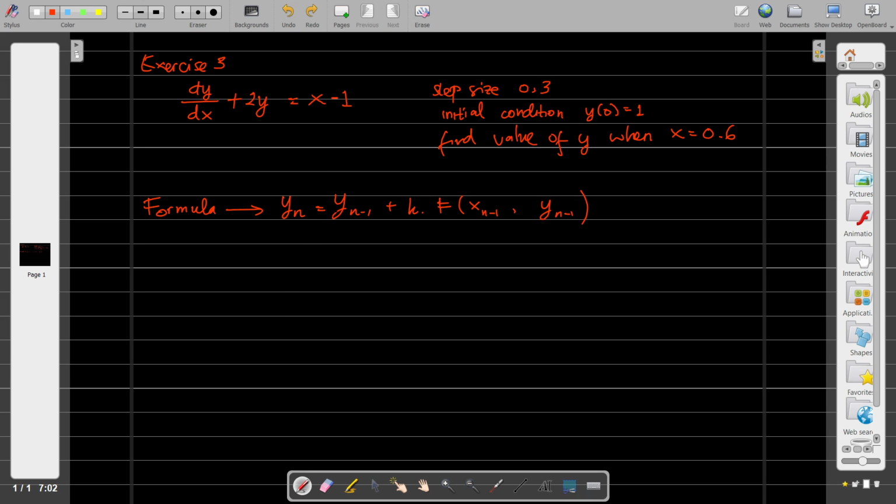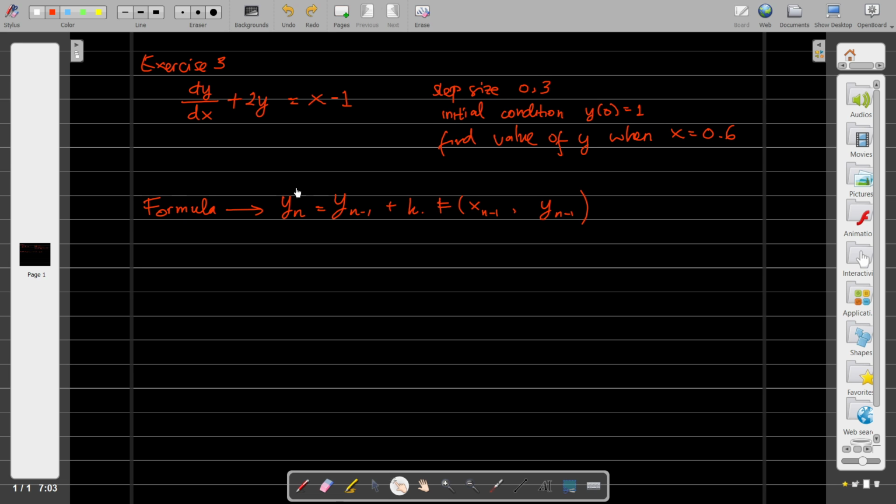Yeah, okay, so we continue our preparation for the third exercise, and this is for the differentiation. So this is our equation: dy/dx plus 2y equals x minus 1, and we're going to solve to find the value of y when the value of x equals 0.6, with the initial condition y0 equals 1 and the step size is 0.3.